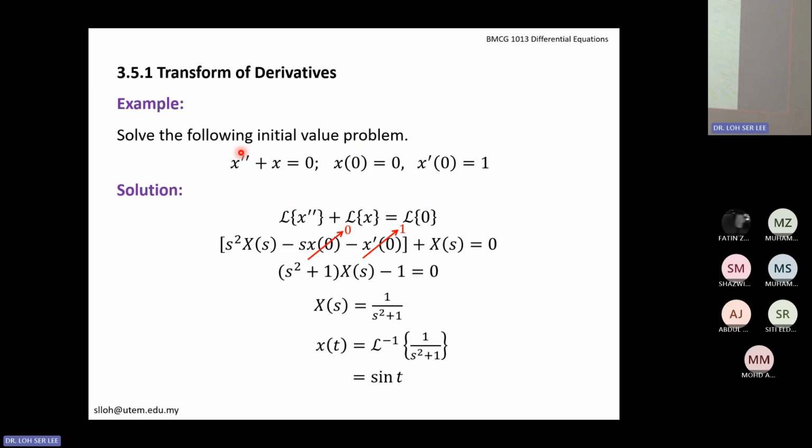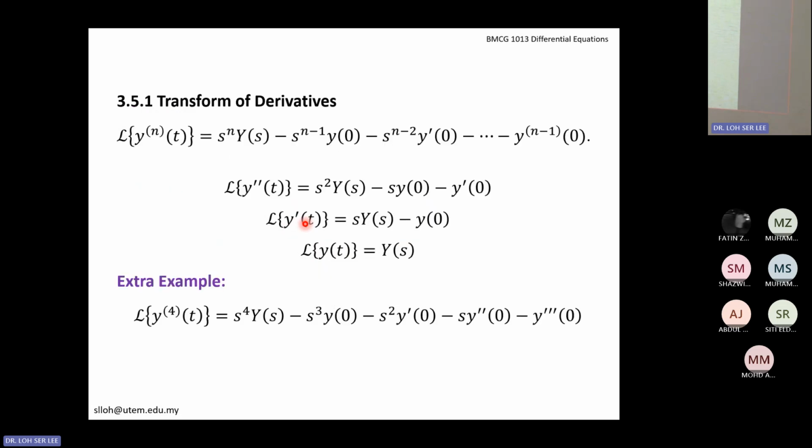Okay, now we look at this example. So to solve this differential equation, we have to Laplace transform every single term. We have to Laplace x double prime, Laplace x, Laplace 0 to form the equation. So when you Laplace, you see this one, this is what you haven't learned. Laplace of a derivative, x double prime, x prime. How to Laplace transform? This is the formula.